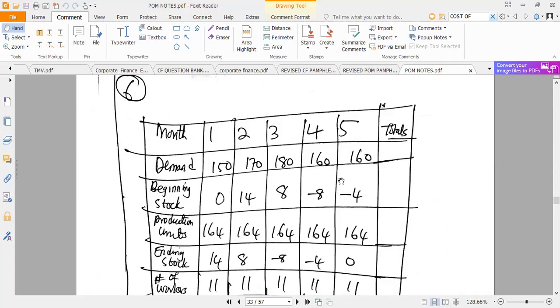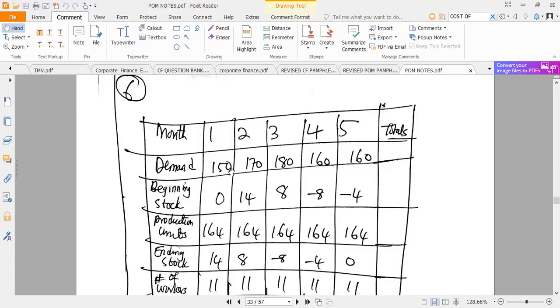Please, everyone else should be on mute so that we can concentrate properly. So month one, month two, month three, month four, month five. Please let us be on mute so that people can get whatever it is that I'm explaining right now.